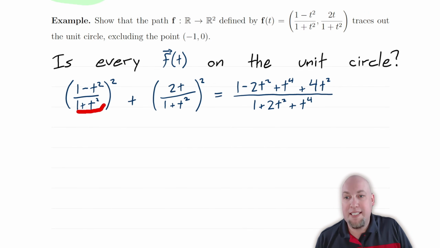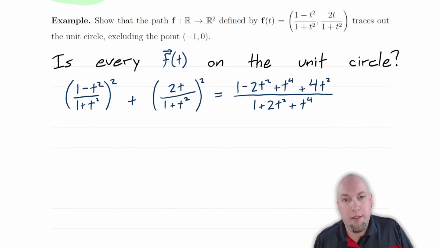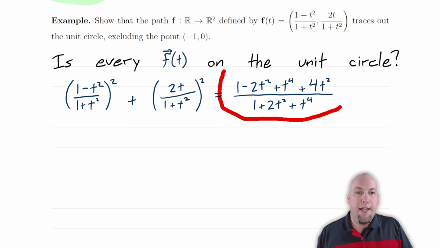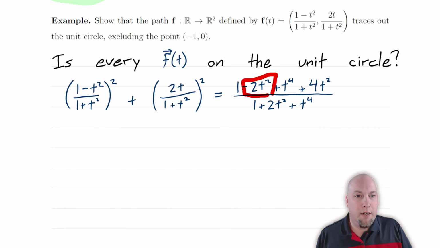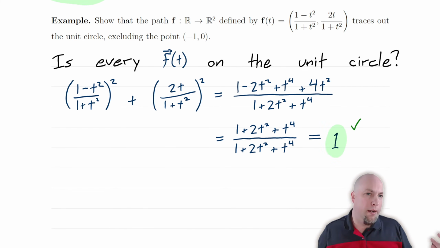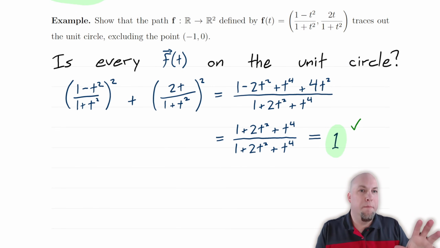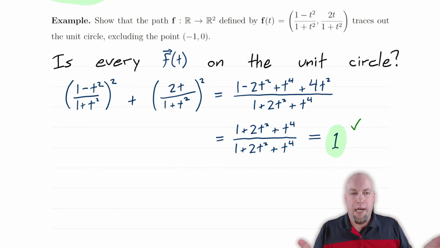And on the bottom, I've got the same denominator on both of them. So I've written it with a common denominator. It's just 1 plus double the cross term plus t to the power 4, because that's t squared squared. Okay, so this is what we get. And wouldn't you know it, minus 2t squared plus 4t squared gives you a plus 2t squared as your new cross term. And now the numerator and denominator are exactly the same. So yeah, you get 1. Every single one of these output points is exactly a distance of 1 away from the origin. So they're all on the unit circle. Okay, great. We're not done yet.